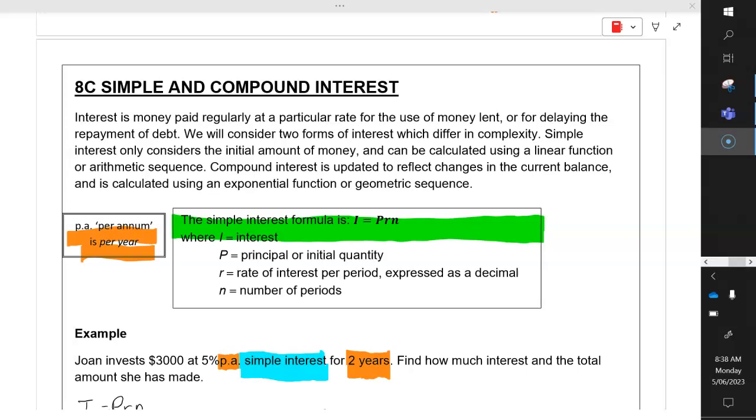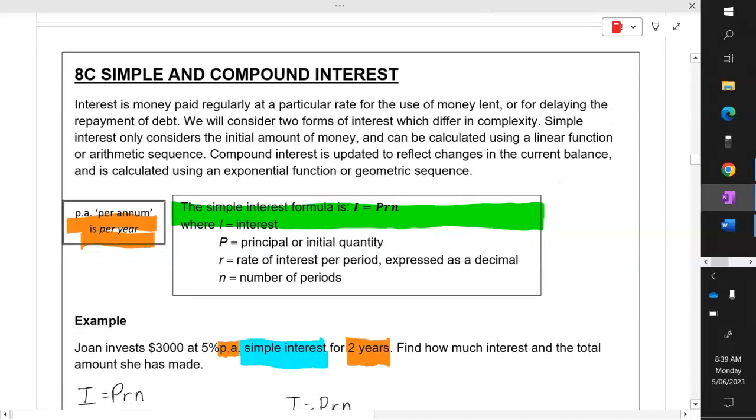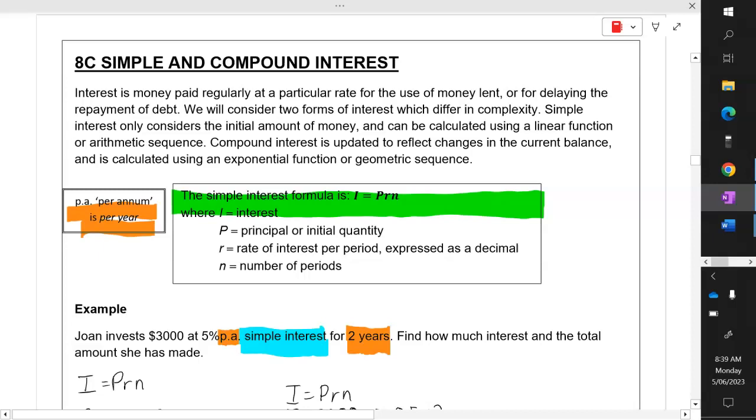Hi Year 12. Today's video relates to exercise 8C in our textbooks and looks at simple and compound interest. Now you would have seen simple and compound interest for the first time in Year 10, but you may not have done that in a lot of detail, so may need to look at what that means again.